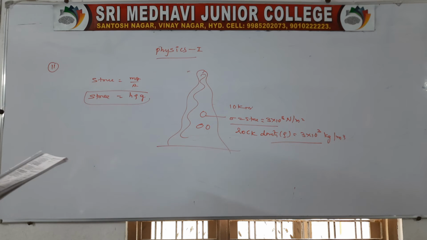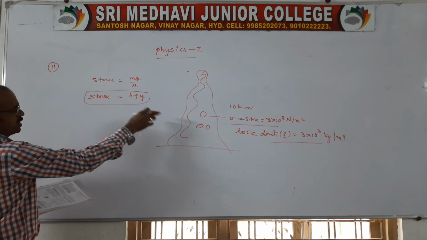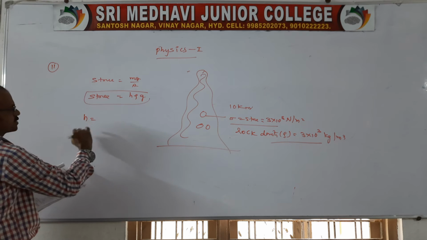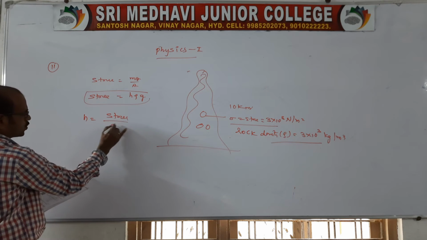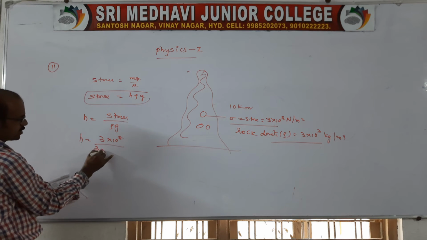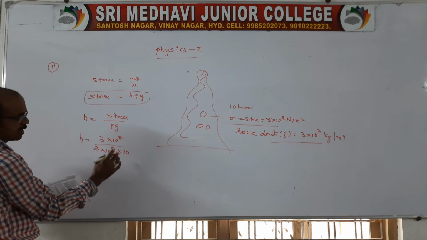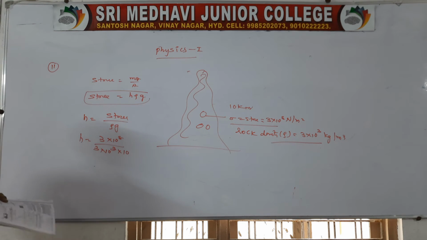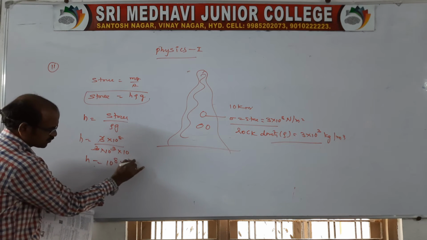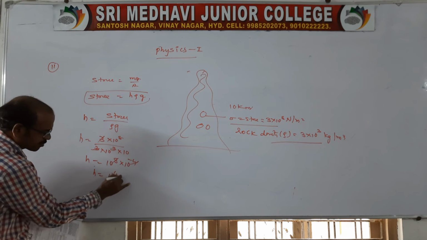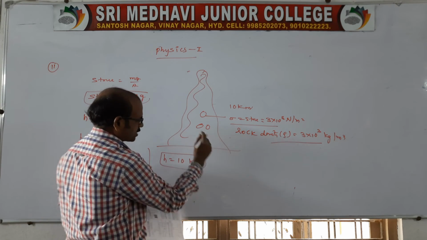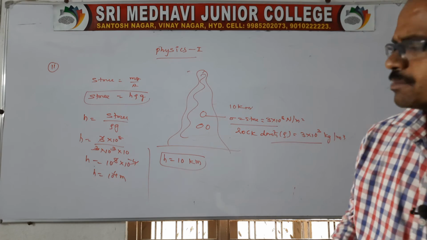Now we know the stress, rho we know, g we know. Therefore, the rock or mountain height is stress by rho g. So h is equal to stress, 3 into 10 power 8, by density, 3 into 10 power 3, and g, 10. It is 10 power 8 into 10 power minus 4. So h is equal to 10 power 4 meters, or in kilometers, 10 kilometers, because 1 kilometer is equal to 10 power 3 meters.